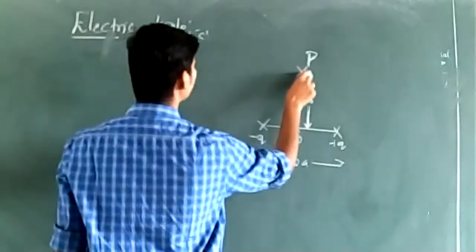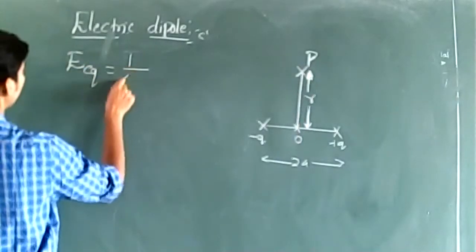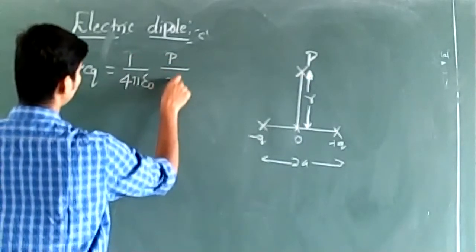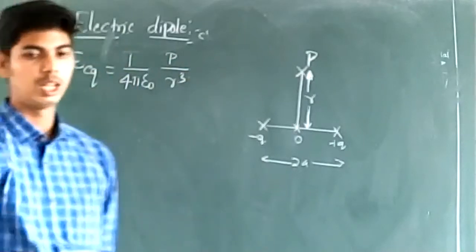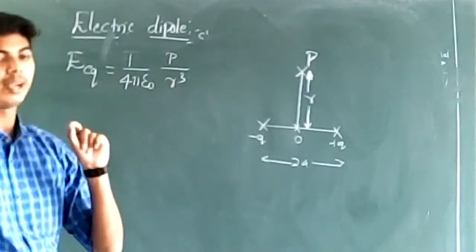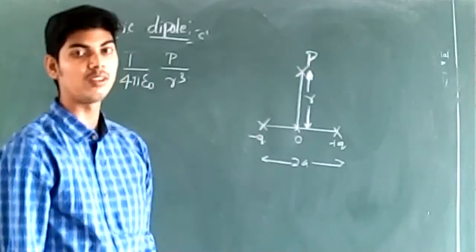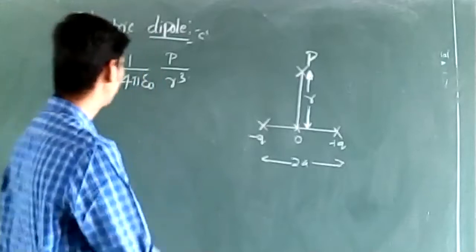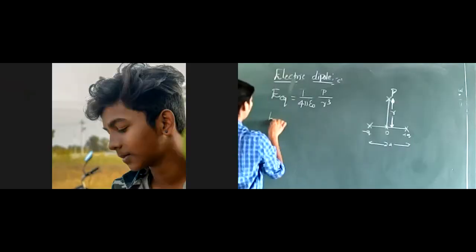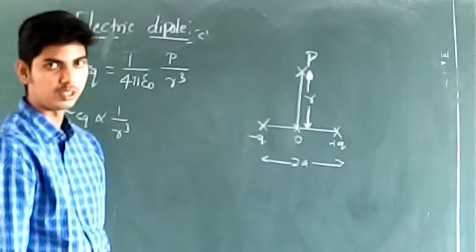So what will the electric field be here? The electric field at a point on the equatorial line of a dipole is 1/4πε0 times P divided by r cube. Now let us look at the direction. What is the direction of the electric field at a point on the equatorial line of the dipole? P represents the electric dipole moment, r represents the distance of the point from the center of the dipole. The electric field at a point on the equatorial line of the dipole is also inversely proportional to the cube of the distance.